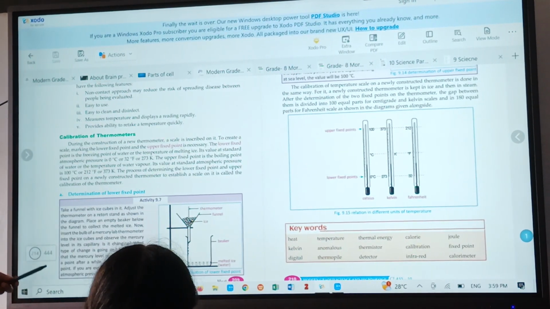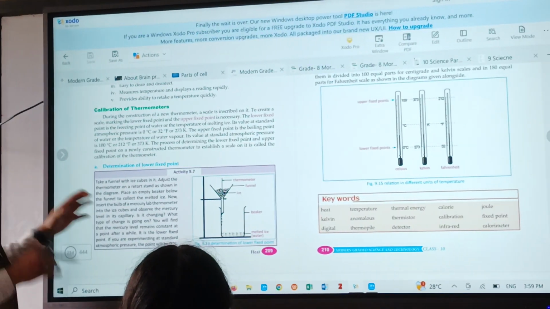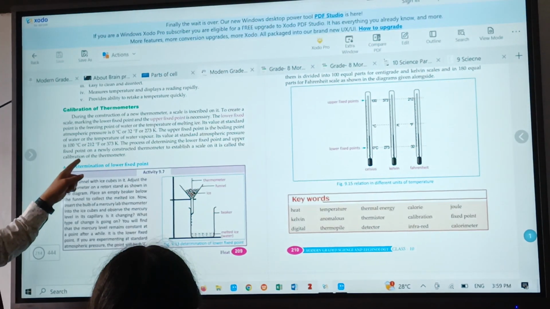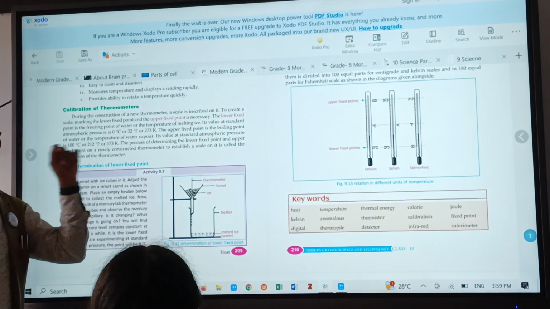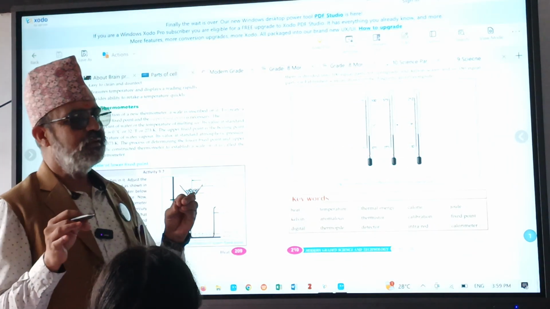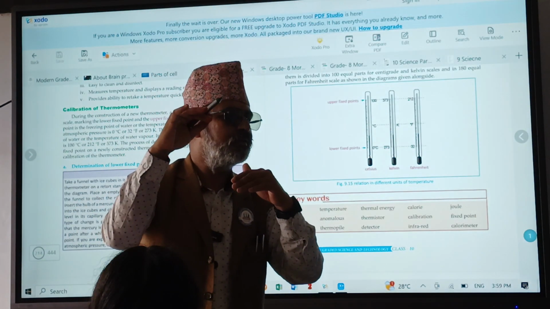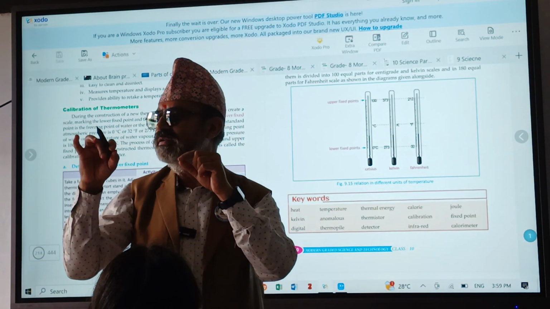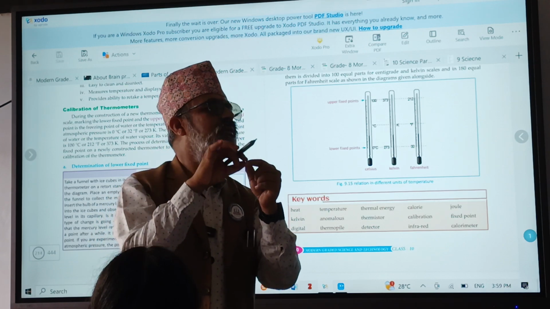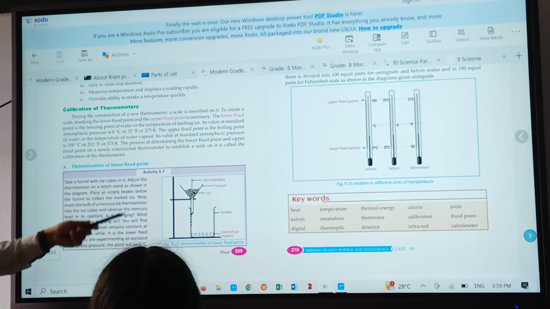So now the next thing is calibration of thermometer. It means the process of determining the lower fixed point and the upper fixed point on a newly constructed thermometer. We know a thermometer is the device that is used to measure temperature, and we have to mark the scale on it. There must be a ruler on it, and we have to check which one measures what temperature. So that process is called calibration of thermometer.